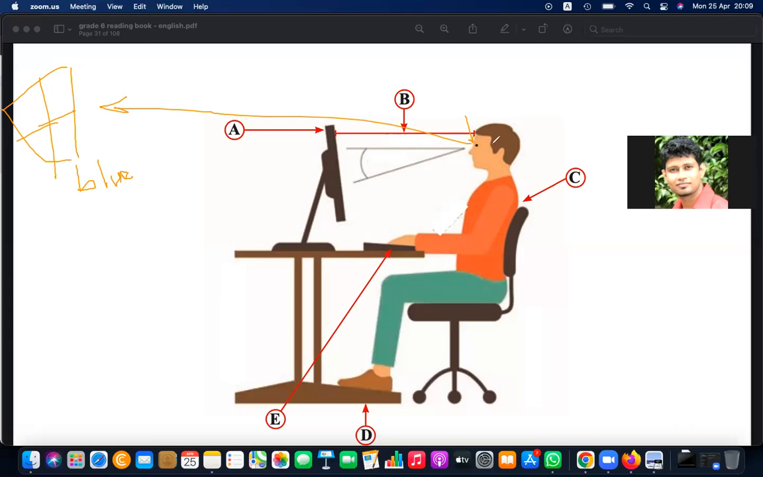Or you can close the eyes. One is you can close the eyes and give some rest to your eyes, or the other thing is you can look at a far away place. Otherwise, your focus will even be lost.